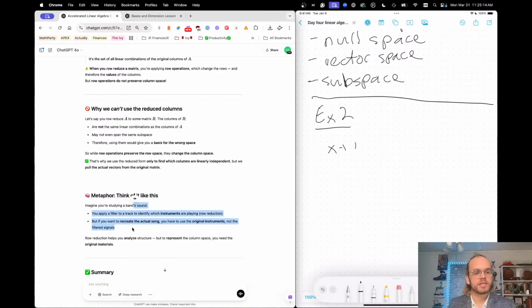You're studying a band's sound. You apply a filter to the track to identify which instruments are playing. If you want to recreate the actual song, you have to use the original instruments, not the filtered signals. So row reduction helps you analyze structure, but to represent the column space, you need the original materials.